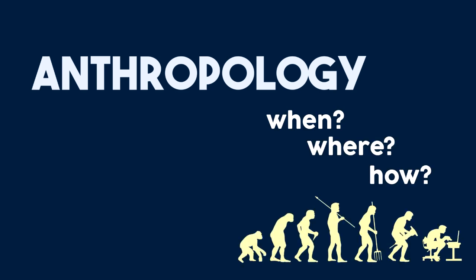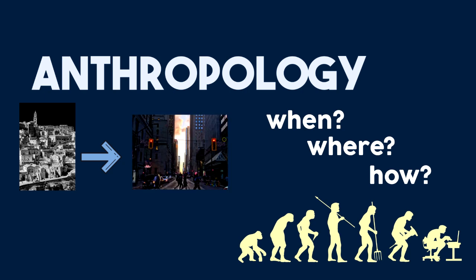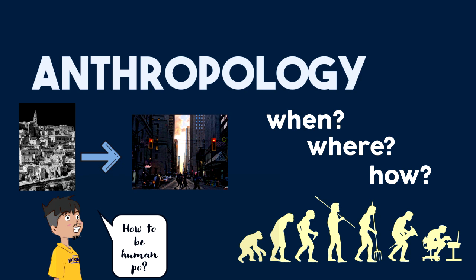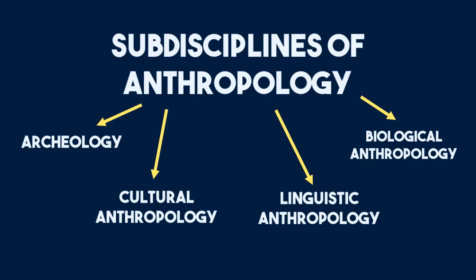It answers questions like when, where, and how did human evolve, or how societies develop and change from the past to present. And also, it helps us to understand what it means to be human, and many more. And that is anthropology. Now let's discuss the subdiscipline of anthropology.